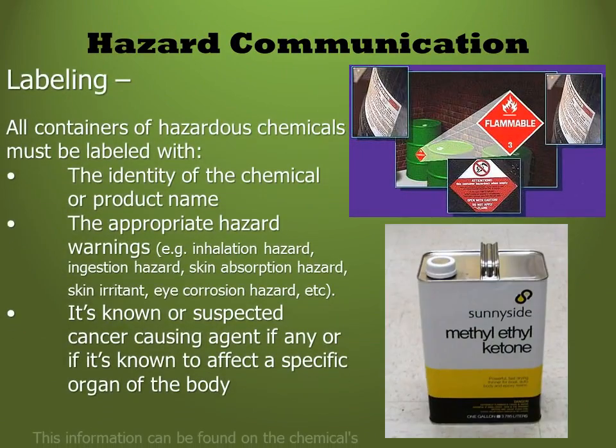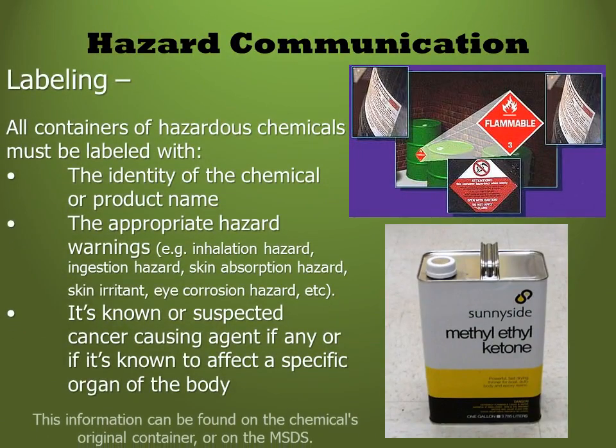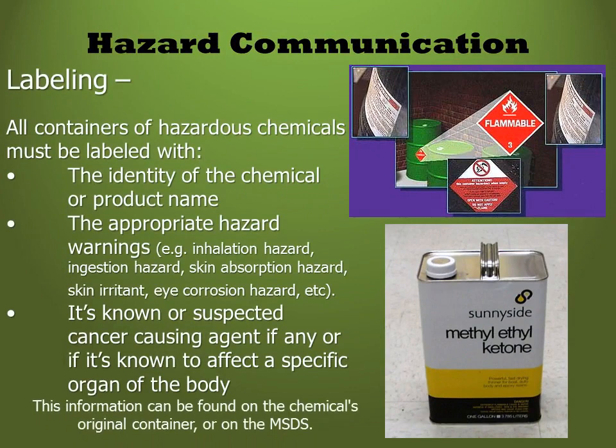Labeling. All containers of hazardous chemicals must be labeled with the identity of the chemical or product name, the appropriate hazard warnings, its known or suspected cancer-causing agent, if any, or if it's known to affect a specific organ of the body. This information can be found on the chemical's original container or on the MSDS.